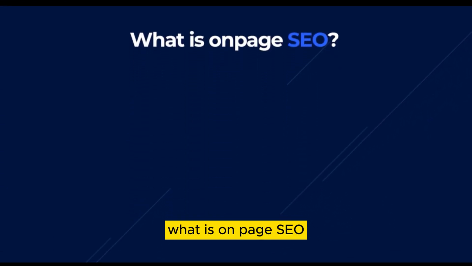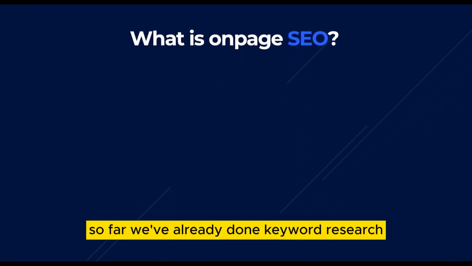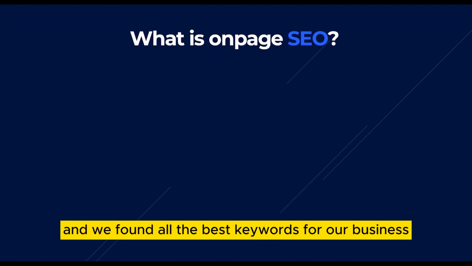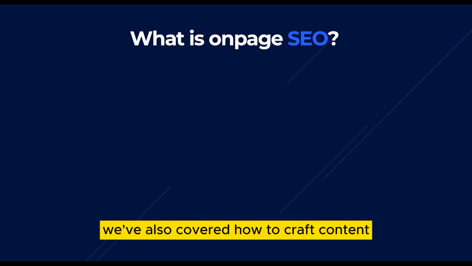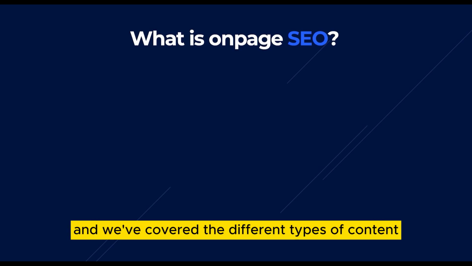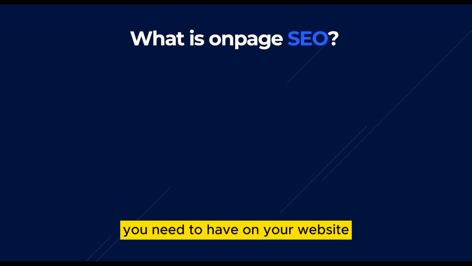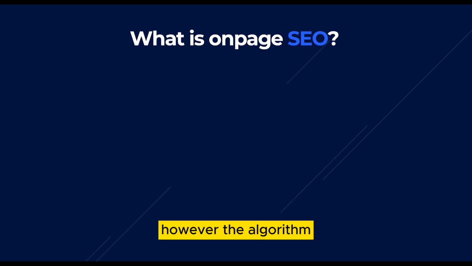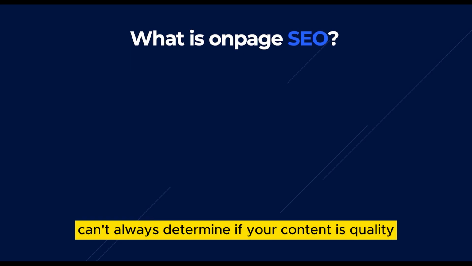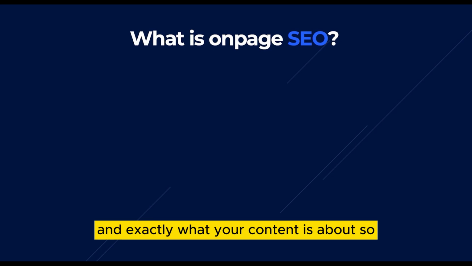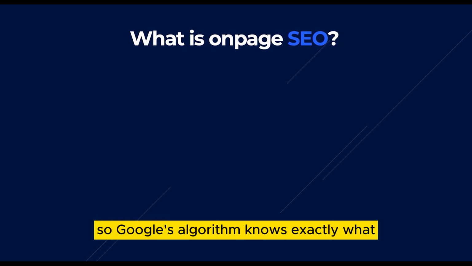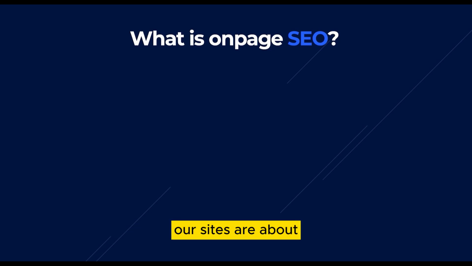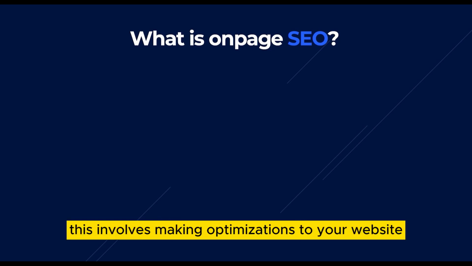What is on-page SEO? So far, we've already done keyword research and we found all the best keywords for our business so we can get the most traffic over to our websites. We've also covered how to craft content and the different types of content you need to have on your website. However, the algorithm can't always determine if your content is quality and exactly what your content is about. So what we need to do is structure the content correctly on our websites so Google's algorithm knows exactly what our sites are about. This involves making optimizations to your website.